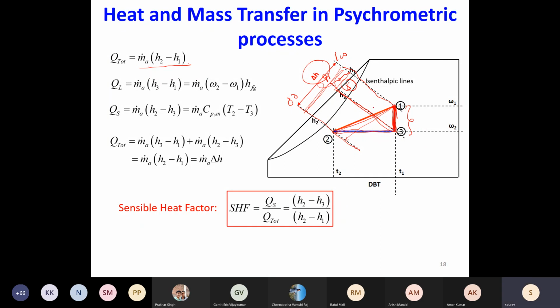Okay, so just knowing the total enthalpy change across the process will not be enough for you to fix the process line. If you know the outlet state, that is good. If you know the in state and the exit state, that is very good. That fixes the process line.